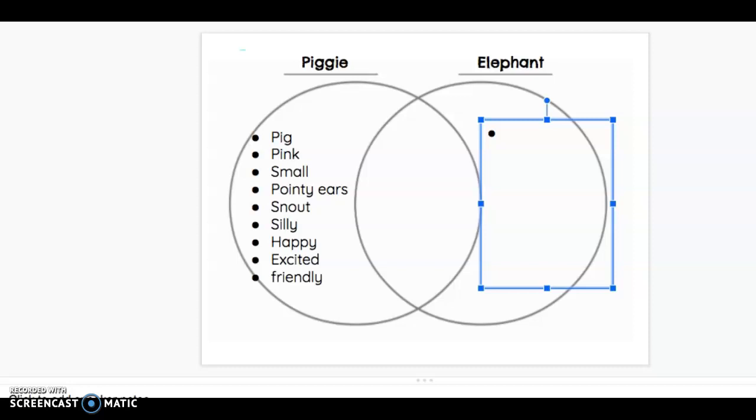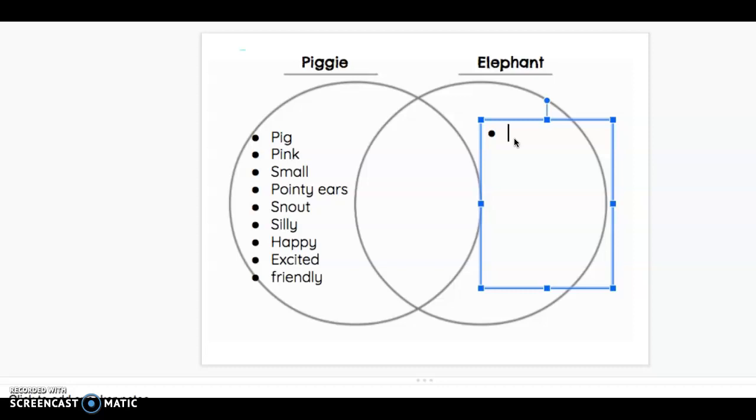Hi, second graders. Yesterday we completed Piggy's side of the Venn diagram, so all of those character traits that were specific to Piggy. We are going to do the same thing now with the character traits that are specific to Elephant.